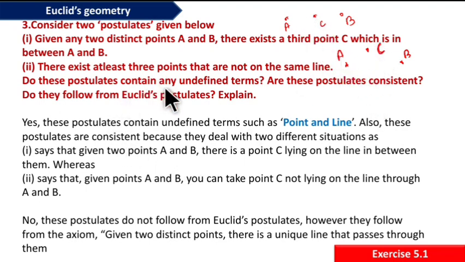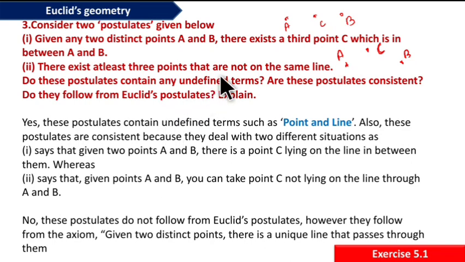Do these postulates contain any undefined term? Yes, this postulate is also containing some undefined terms, right? Here we should know what is point and what is line. Many points are there here. So before defining this, we should know the meaning of what is point and what is line. So there are some undefined terms.